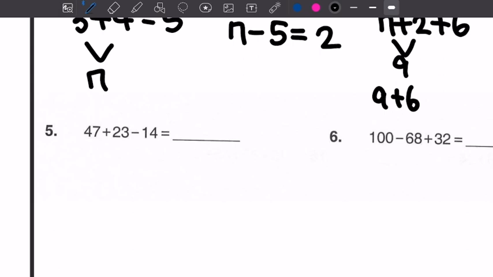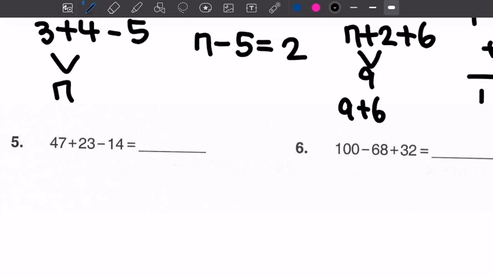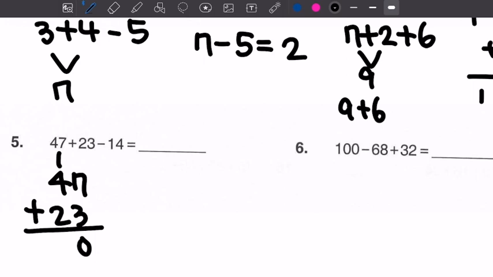Now we have question number 5. The numbers in question number 5 are much bigger, but still we are going to start from the left and move on to the right. So at the very left, we have 47 plus 23. So we're going to start off by doing 47 plus 23. And if we do the addition, we know that 47 plus 23 is equal to 70.